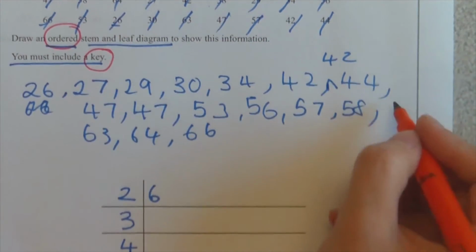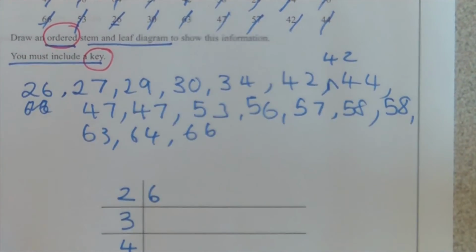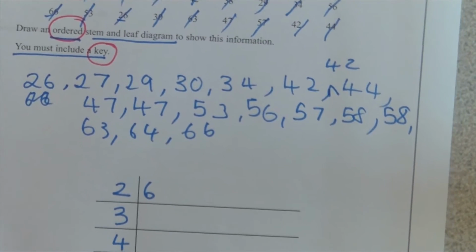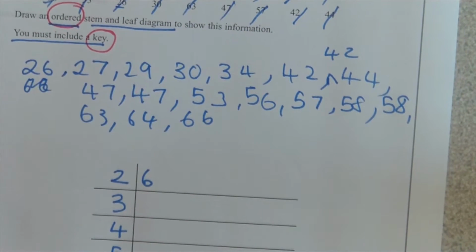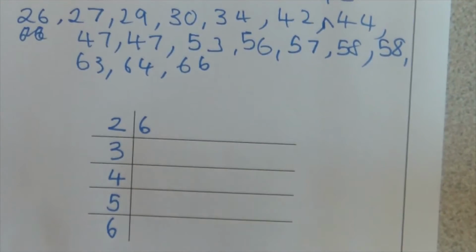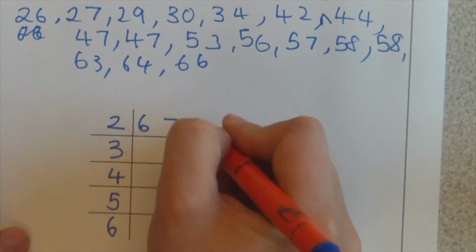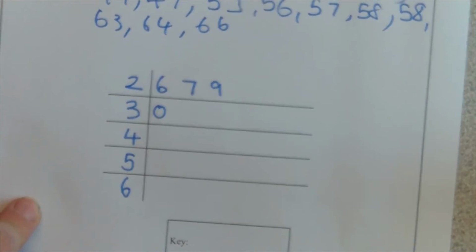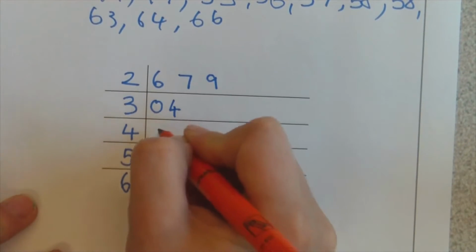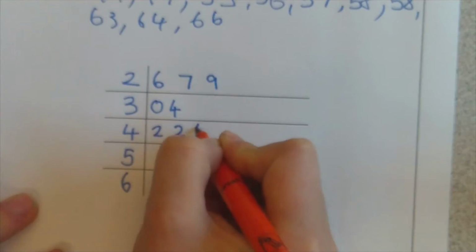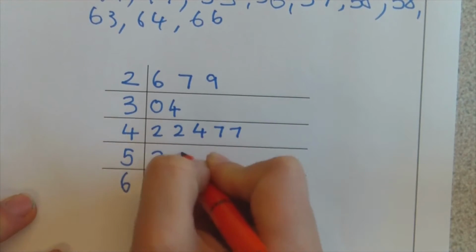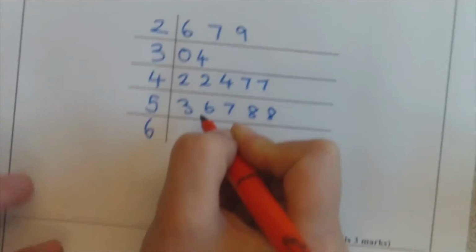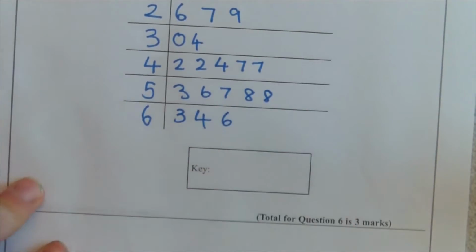Oh, there were 2 58s. Okay, that was a problem. So there's a helpful tip on how you should only cross out once you've actually crossed out. So now all I can do is put that in my stem and leaf diagram. So 7, 9, 0, 4, 2, 2, 4, 7, 7, 3, 6, 7, 8, 8, and 3, 4, 6.